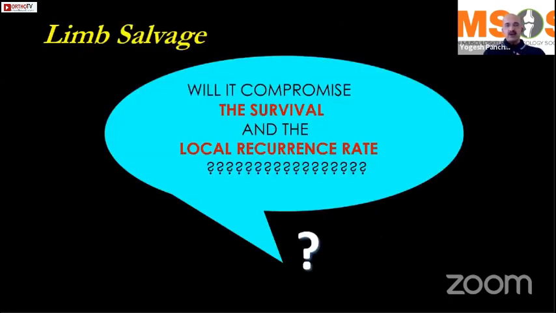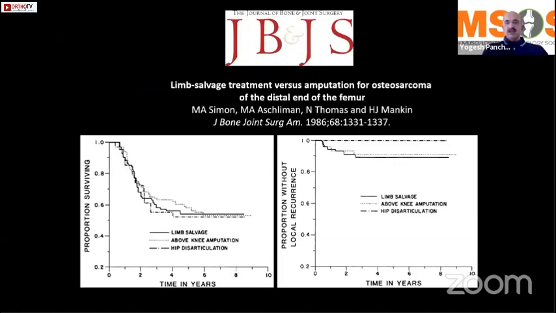So when we are talking about limb salvage in a high-grade sarcoma, the question that we face most of the time is, will it not compromise the overall survival and the local recurrence rate in these patients? And this question has been safely answered by a lot of studies and papers that came out in the late 80s and early 90s, which showed that if you do the surgery properly and if you give adequate chemotherapy, there is no statistically significant difference in the rates of local recurrence as well as overall survival in patients with osteosarcomas.